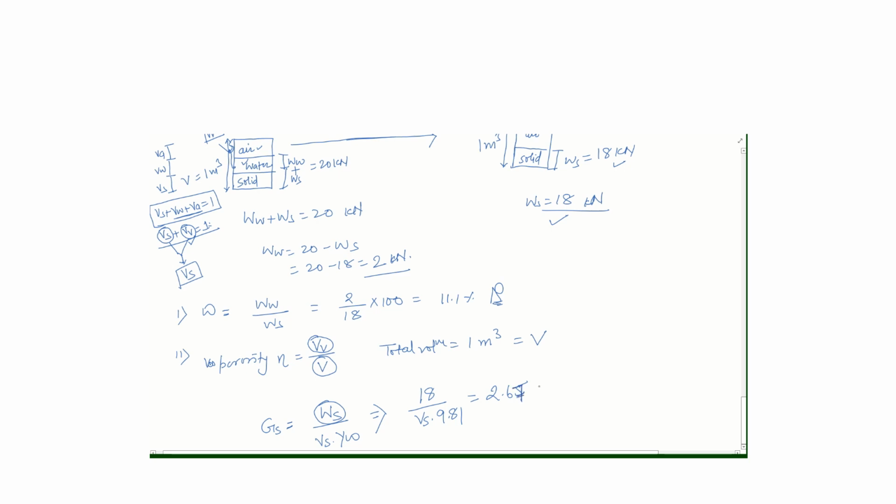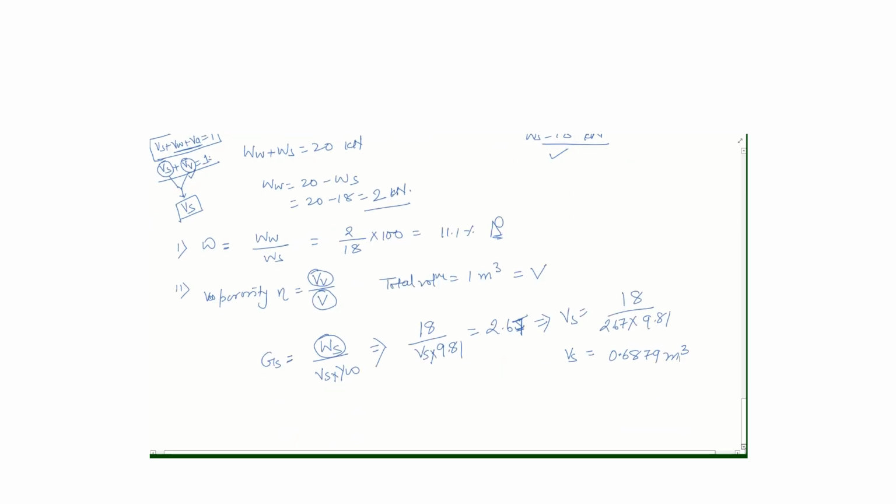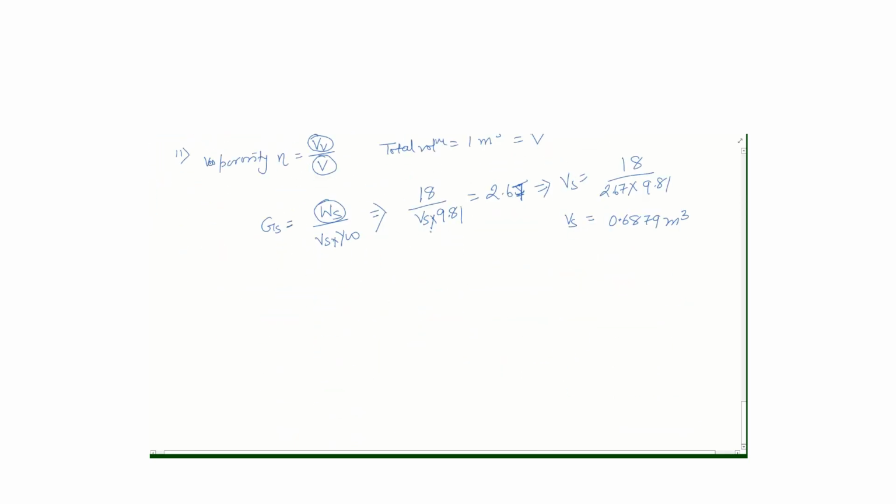Now from this equation we can easily calculate Vs. Vs is nothing but 18 divided by 2.67 multiplied with 9.81. So Vs comes out to be 0.6879 meter cube, because I have assumed gamma w is equal to 9.81 kilonewton per meter cube.